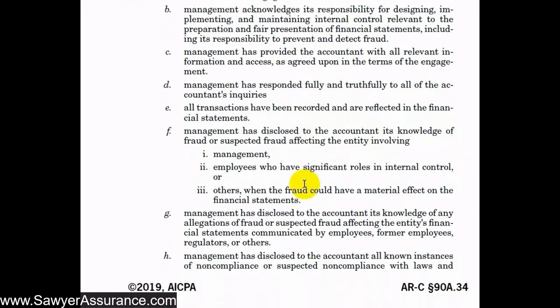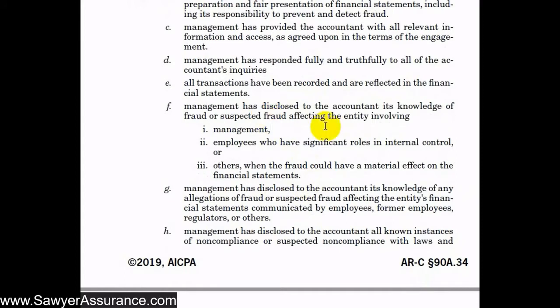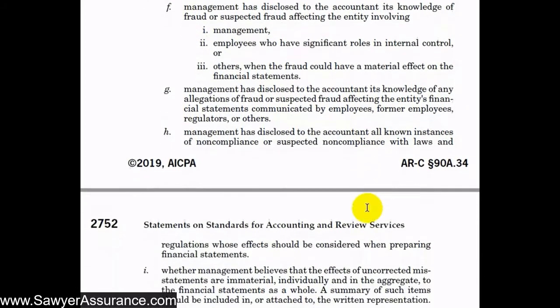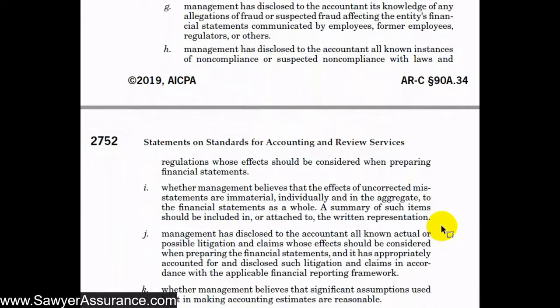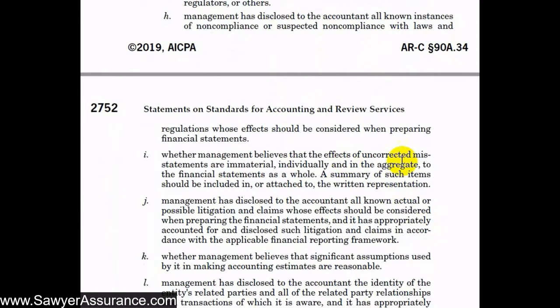They've disclosed to us any knowledge of fraud or suspected fraud that involves management, employees, or others. They've disclosed any fraud related to the financial statements that's communicated by employees or others. They've disclosed all noncompliance or suspected noncompliance with laws and regulations that affect the entity. And all of the uncorrected misstatements that are noted in the review engagement are considered to be immaterial individually and in aggregate. And with this representation letter, they will include a list of all of the uncorrected misstatements that they're referencing with this paragraph, and we will provide those to them as part of our procedures.